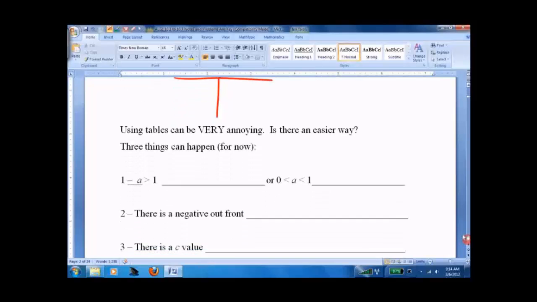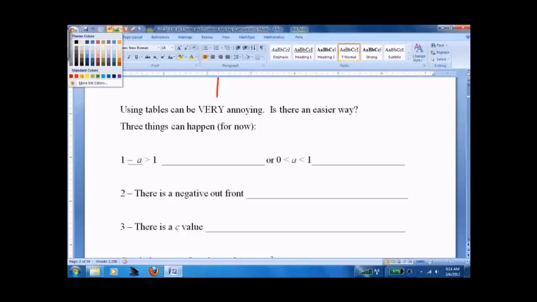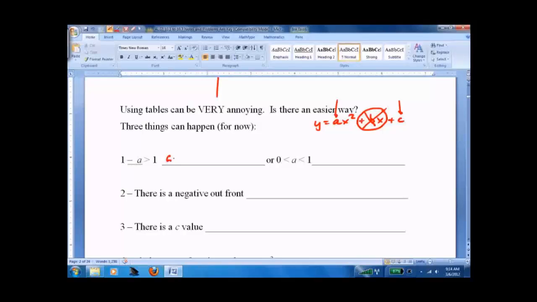So, remember, here's our function. y equals ax squared plus bx plus c. We're not going to worry about this now. We are going to worry about the a, and we are going to worry about the c. So if a is greater than 1, like the one we did before, 3x squared, the parabola is thinner. How much thinner? Don't worry about it. Just make it thinner.